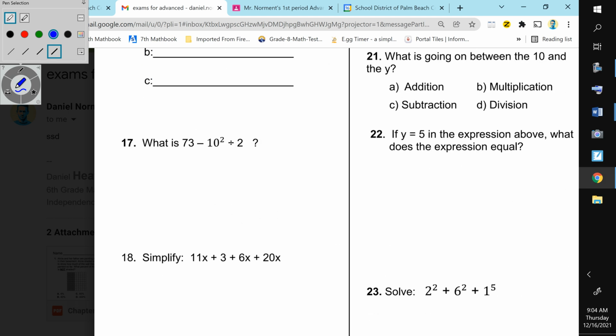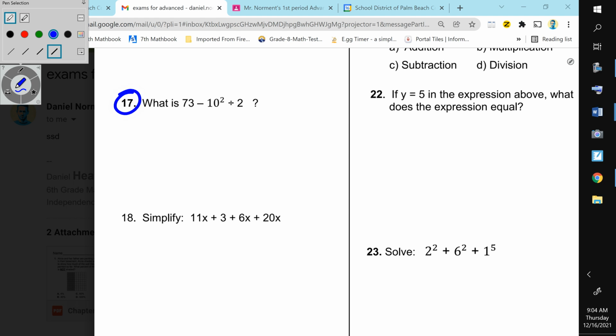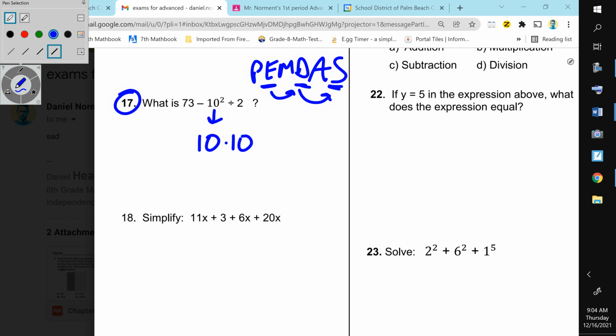Number 17. So for number 17, remember PEMDAS, the order of operations. So you're going to do the exponent first, and then you're going to do the division, and then you're going to do the subtraction. And remember, 10 squared is 10 times 10, not 10 times 2. So do 10 times 10, and then divide by 2, and then you're going to take 73 minus all of that.